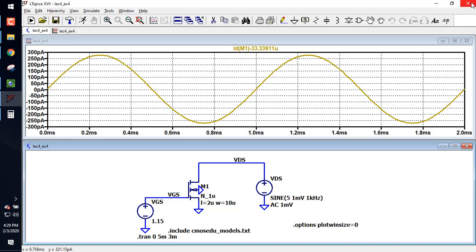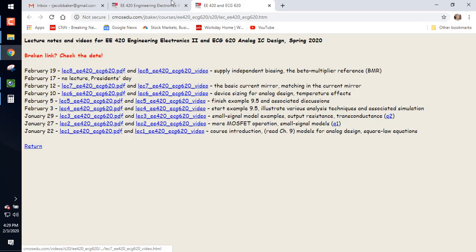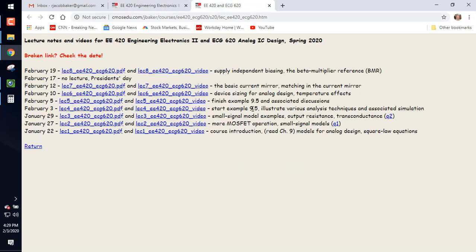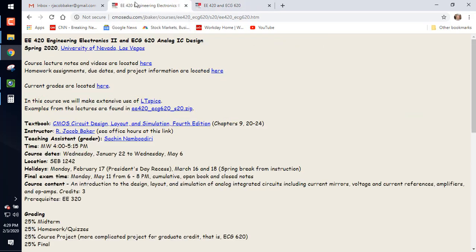We ready to do example 9.5? Okay, that's this one right here. So we'll start example 9.5 today in various analysis techniques, AC, DC. All right, and then we'll finish that up next time.